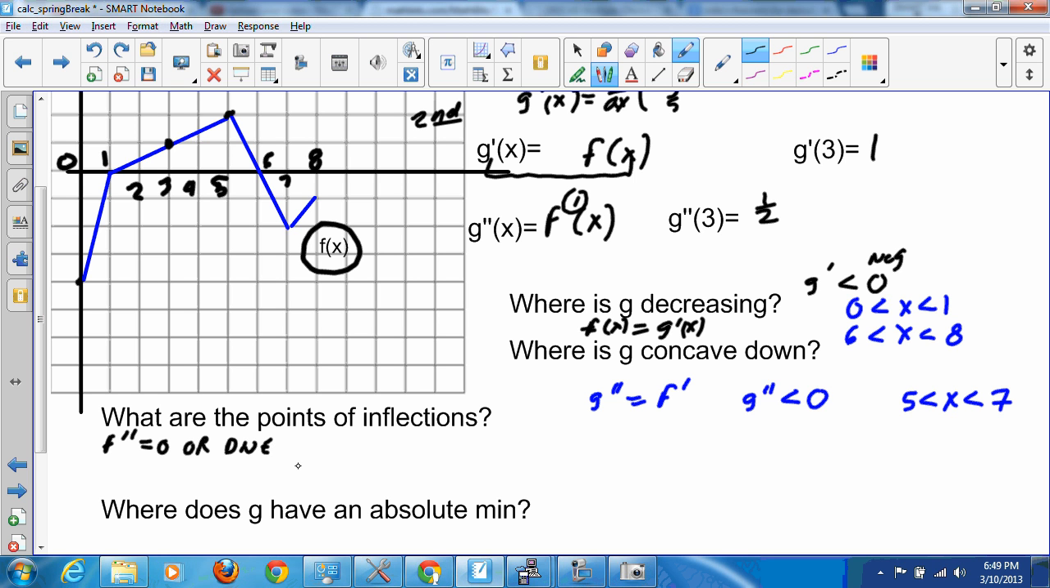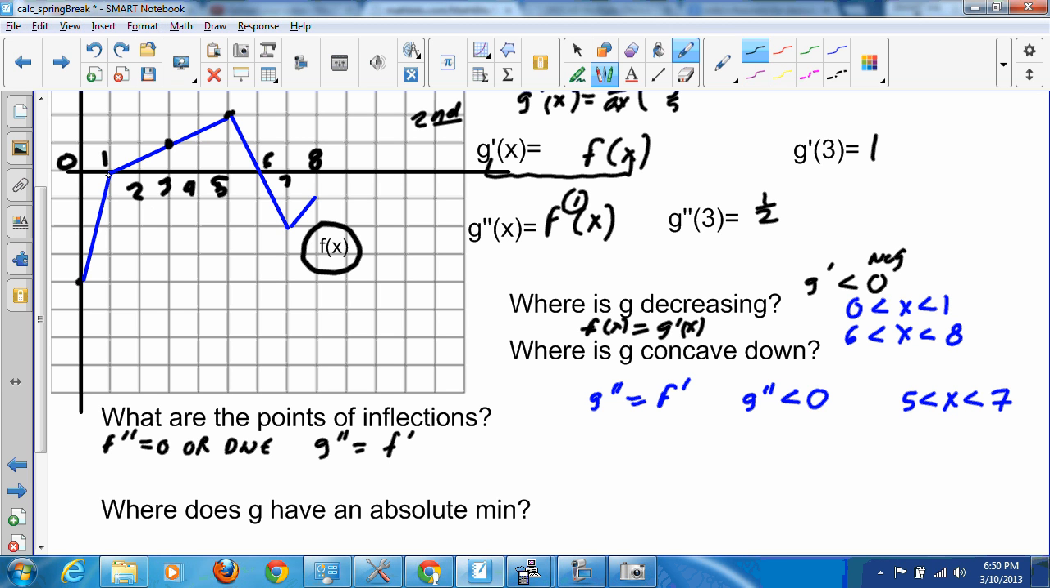And remember that the second derivative for g is equal to the first derivative of f, since we're dealing with this second fundamental theorem of calculus problem. So where does this derivative of f not exist? Or where does it equal 0? Does it have any horizontal tangents? Well, there's not one here. There's not one here. There's not one here.